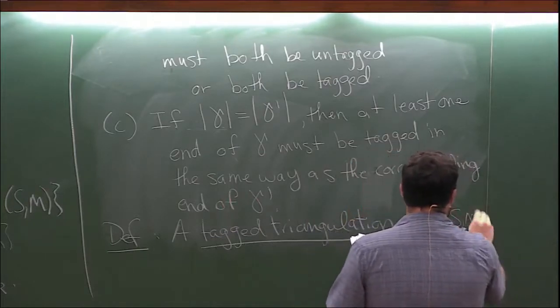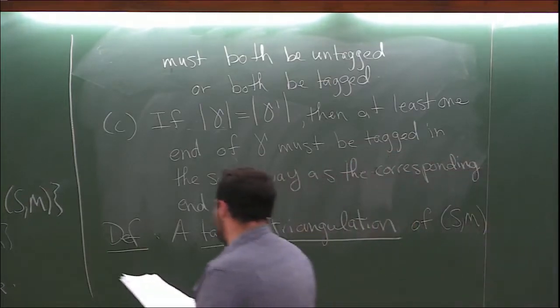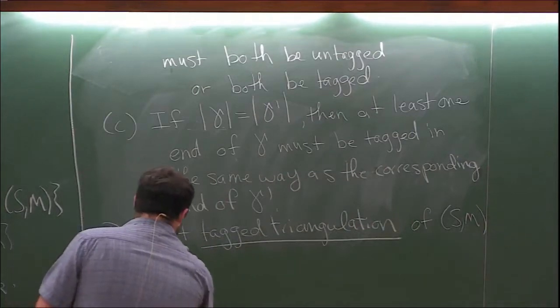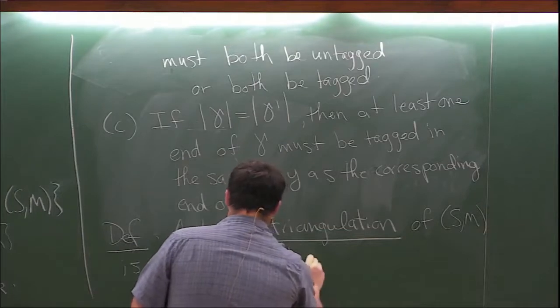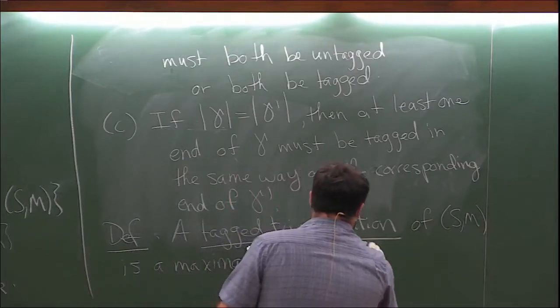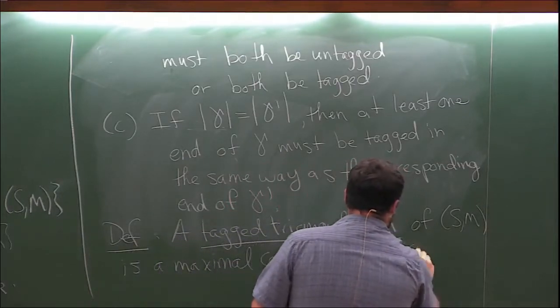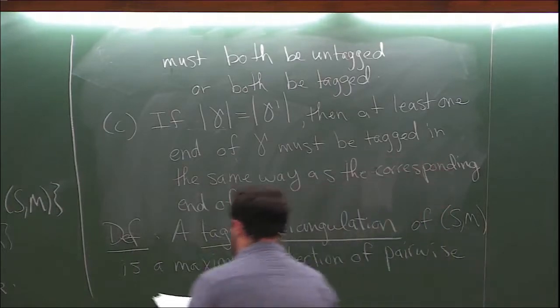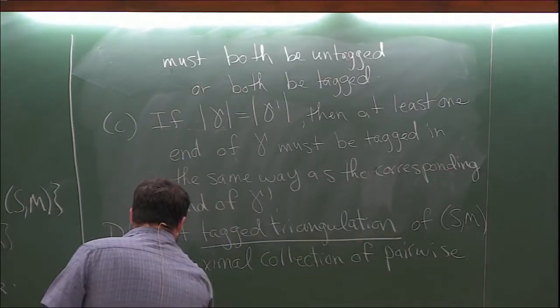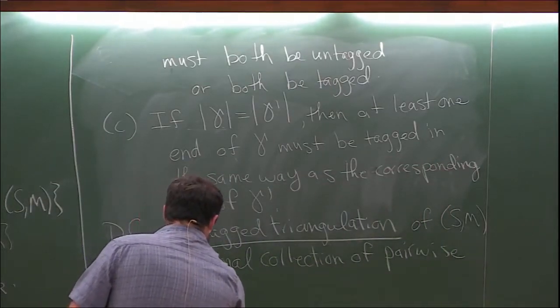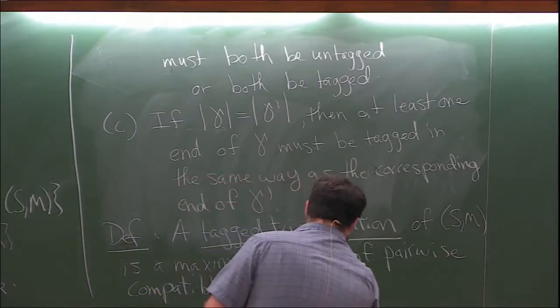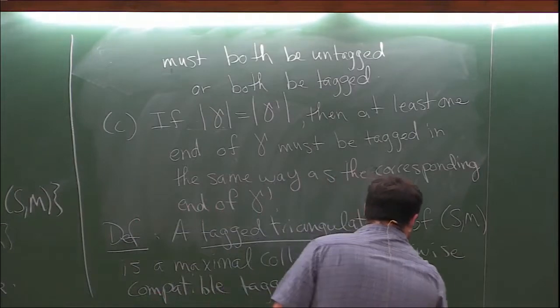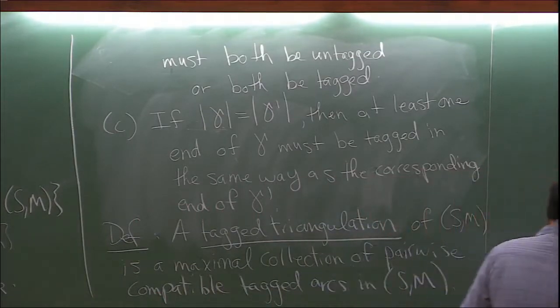So a tagged triangulation of some marked surface is a maximal collection of pairwise compatible tagged arcs inside my marked surface. Okay, so I want to show you a picture.